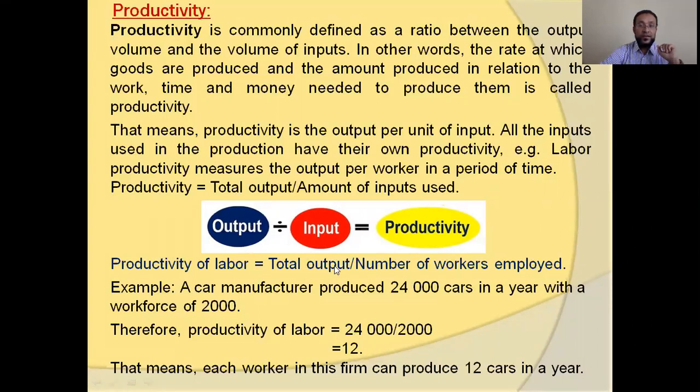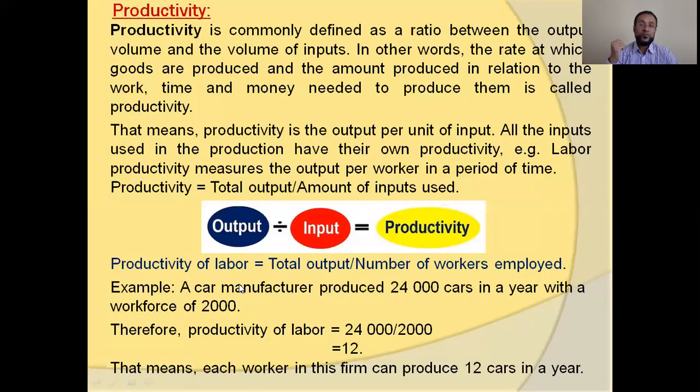Now, at first, we'll try to calculate the productivity of labor. The productivity of labor formula is the same formula: total output divided by number of workers employed. To make it easy, let's consider this example. A car manufacturer produced 24,000 cars in a year with a workforce of 2,000. So the output is 24,000 cars and the input is 2,000 workers.